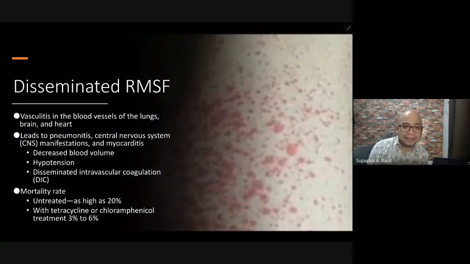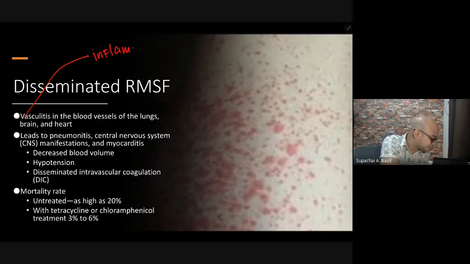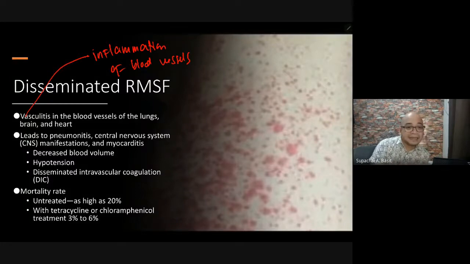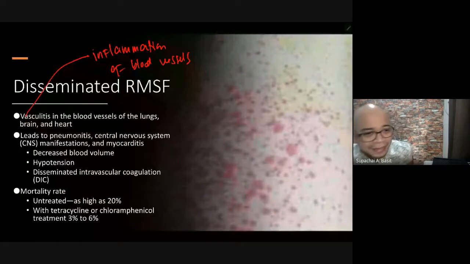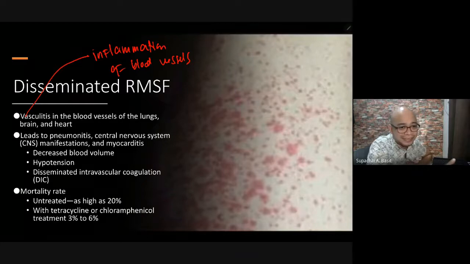So the disseminated Rocky Mountain spotted fever means that there is already vasculitis. So again, when we say vasculitis, we are referring to the inflammation of the blood vessels, okay? Blood vessels of the lungs, brain, and heart. And this is the reason why the disease is actually fatal. And since there are flu-like symptoms, this may lead to pneumonitis, central nervous system manifestation, and even myocarditis.